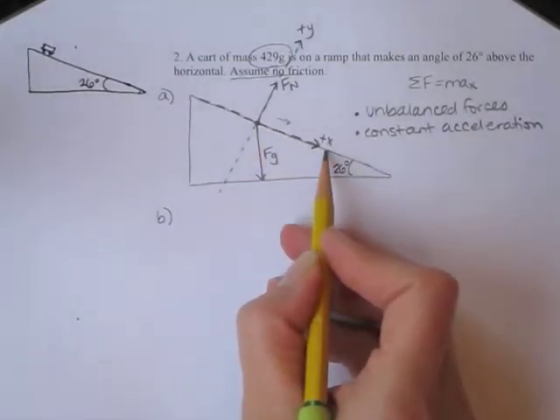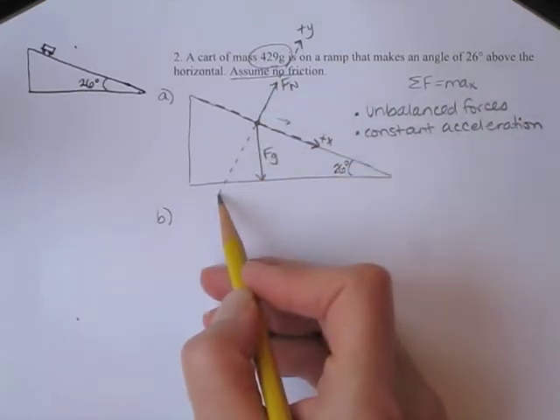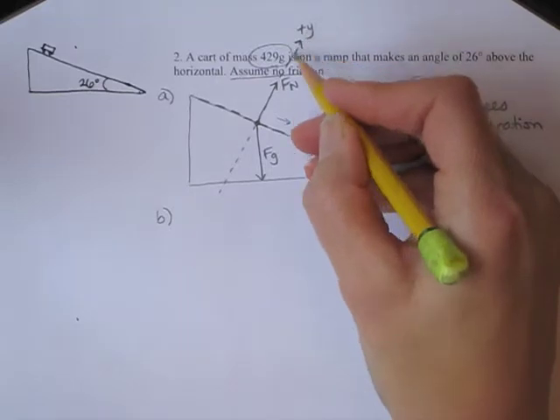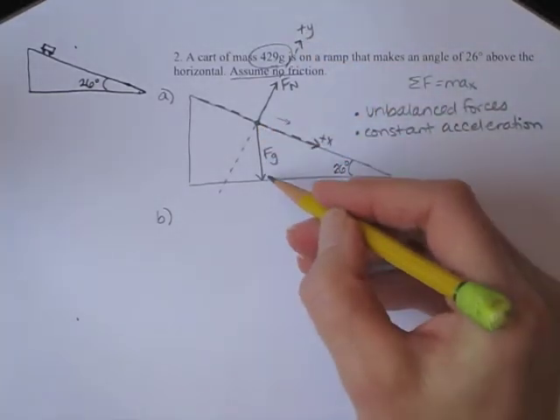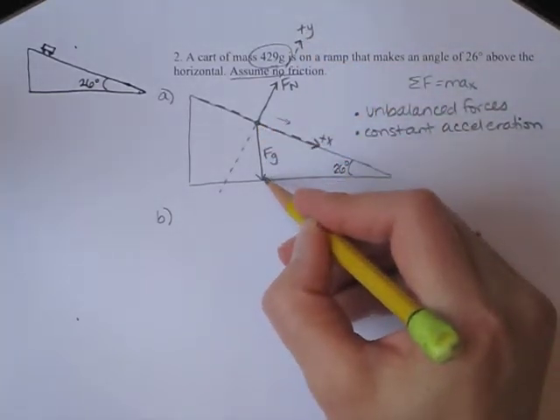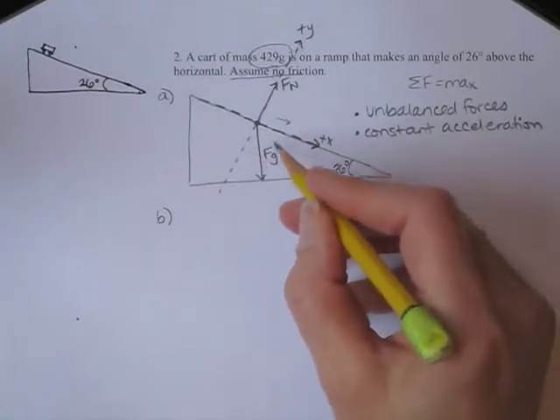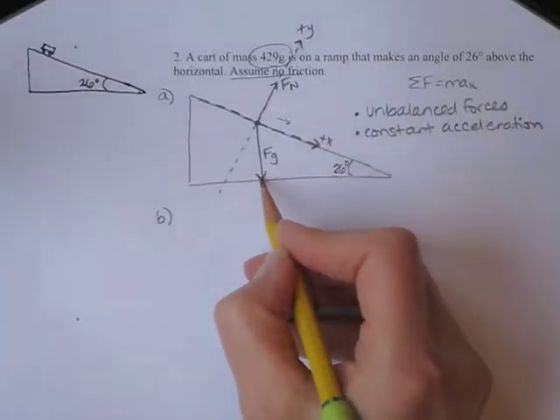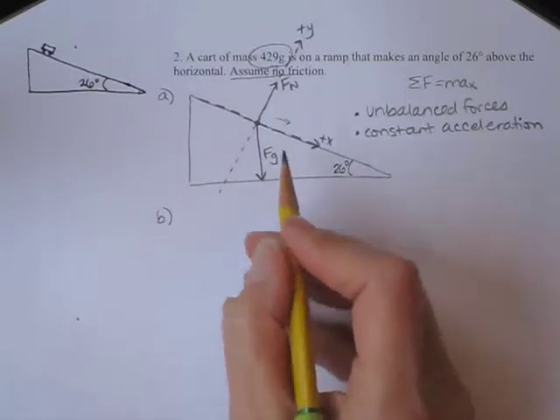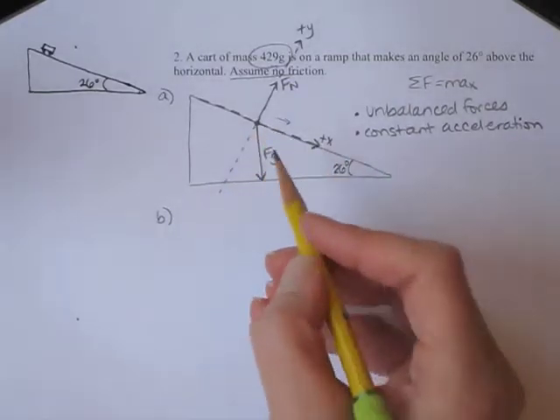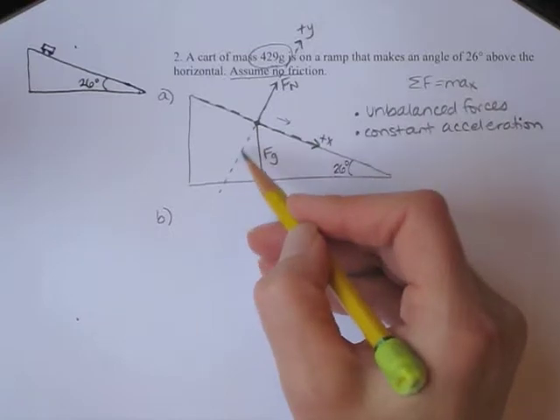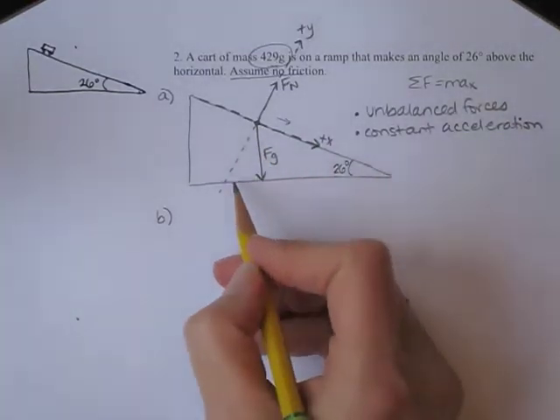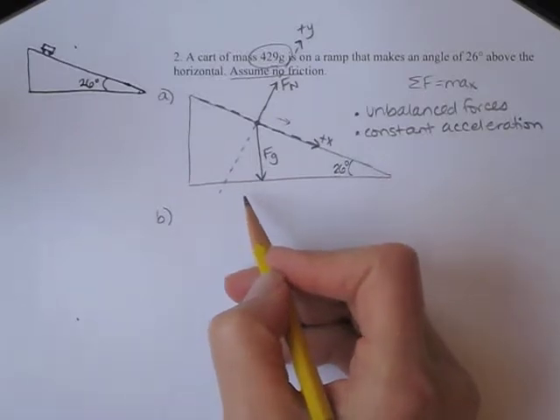Because my coordinate system is tilted like this, the normal force is already aligned with the y-axis. The force of gravity, however, is not already aligned with this coordinate system. And so that means we need to find the components of this force. We need to find out how much of it is pulling down the ramp, how much of it is pulling basically into the surface. So to do that, I need to draw components.